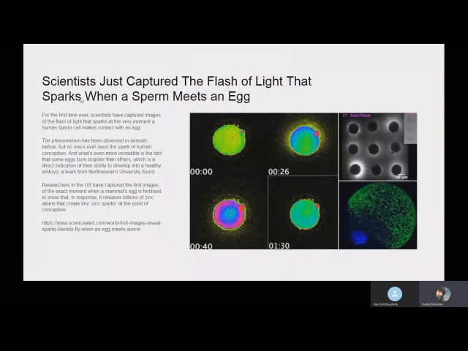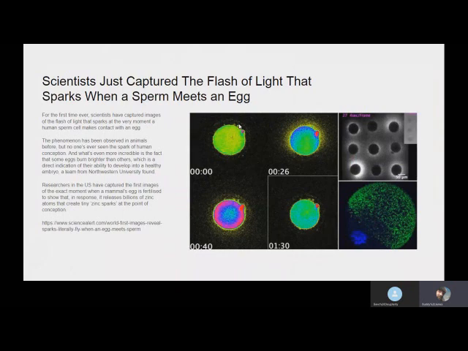So then we'll go into a flash of life inside of the cell, just as scientists captured the flash of light that sparks when a sperm meets an egg. So this is from an old article, and there's so much more information on this since. But for the first time ever, scientists have captured images of the flash of light that sparks at the very moment a human sperm cell makes contact with an egg. The phenomenon has been observed in animals before, but no one has ever seen the spark of human conception.